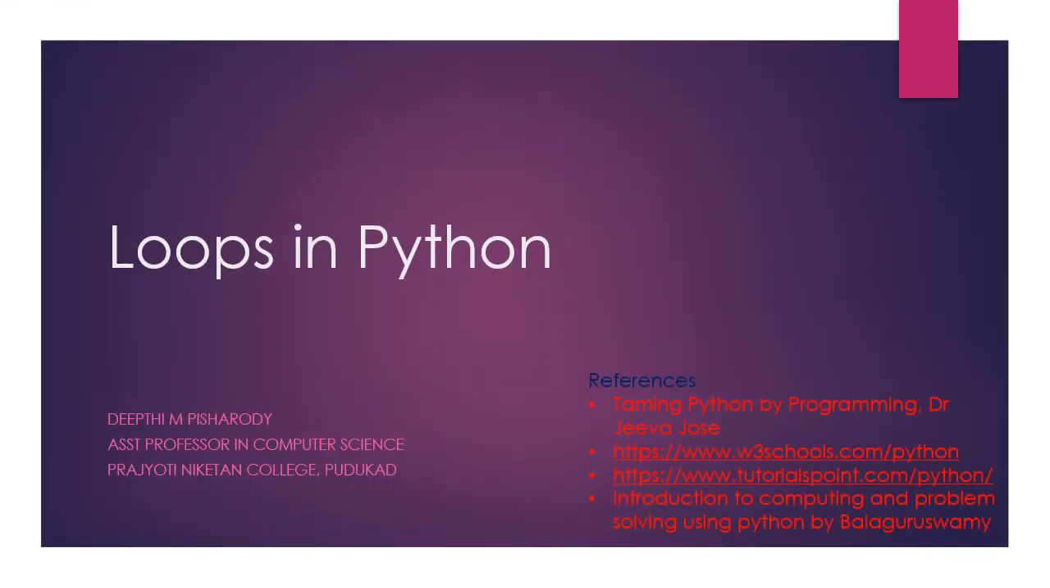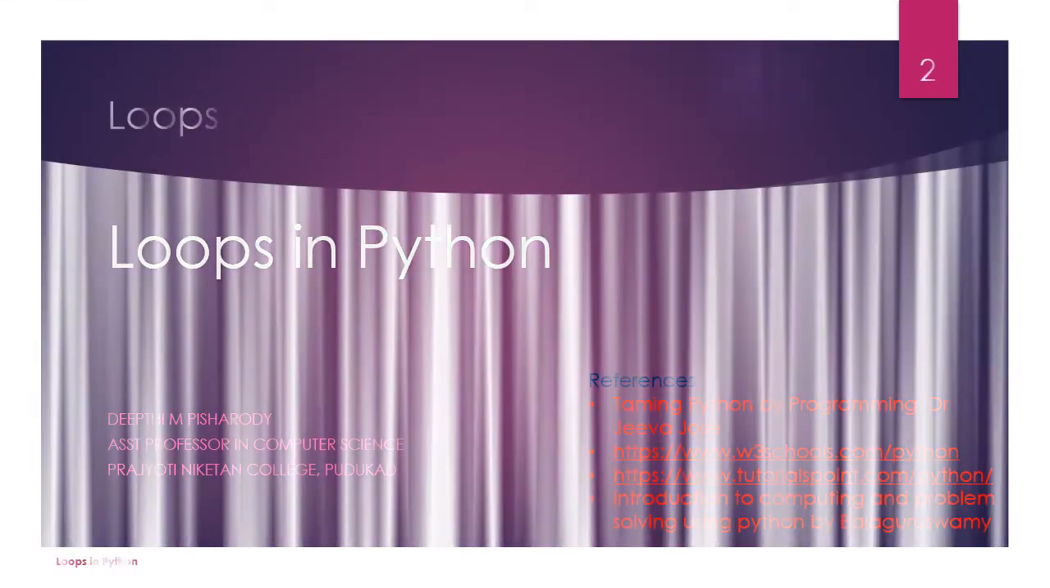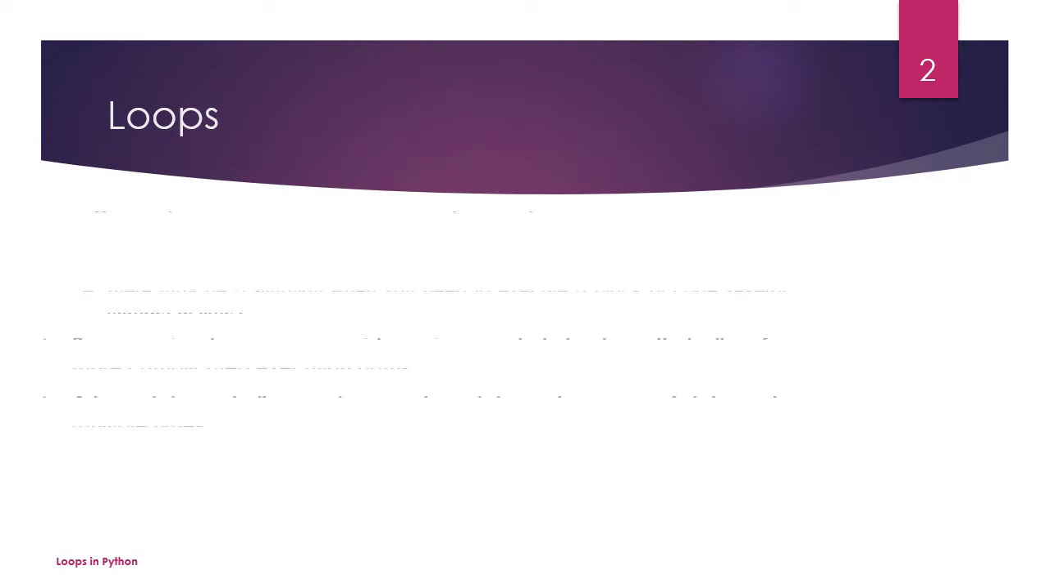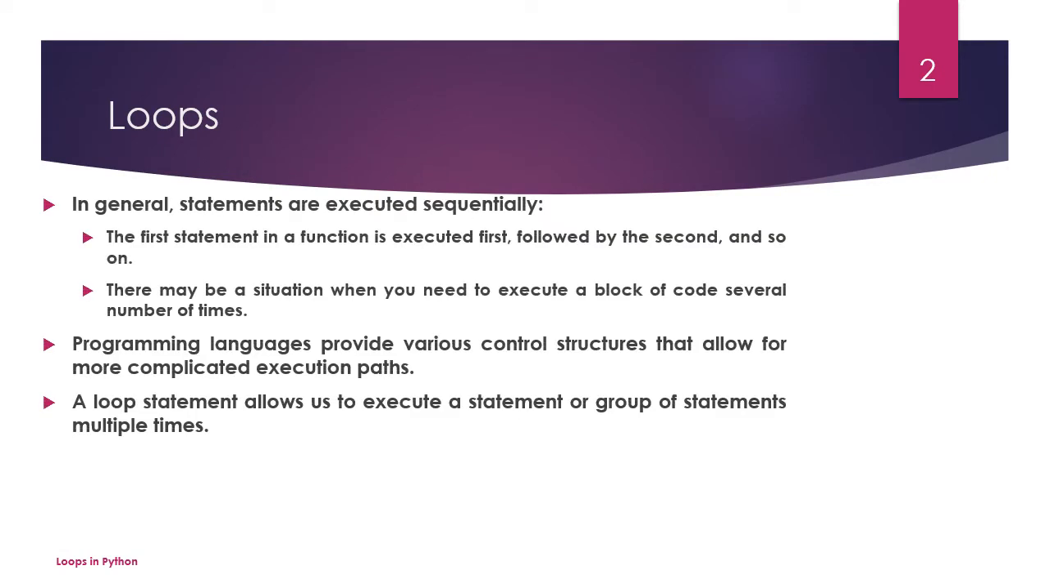Now let us see loops in Python. In general, the statements are executed sequentially. That is, the first statement in a function is executed first, followed by the second and then the third statement, and so on. But there may be a situation when you need to execute a block of code several number of times. For this, programming language provides some structures, and those structures are called loop statements.